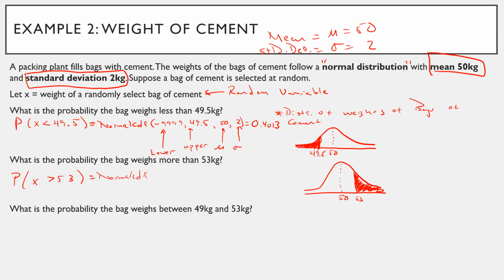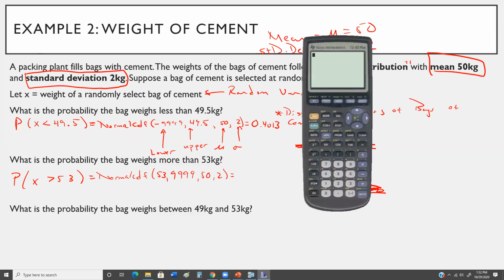So it's normal CDF. When you have an area to the right, what's your lower here? What number am I starting at? And when you have this area that shoots off to the right, your upper is going to be 9999. You're going to have mean 50, standard deviation of 2. So normal CDF, 53, comma 9999, comma 50, comma 2.